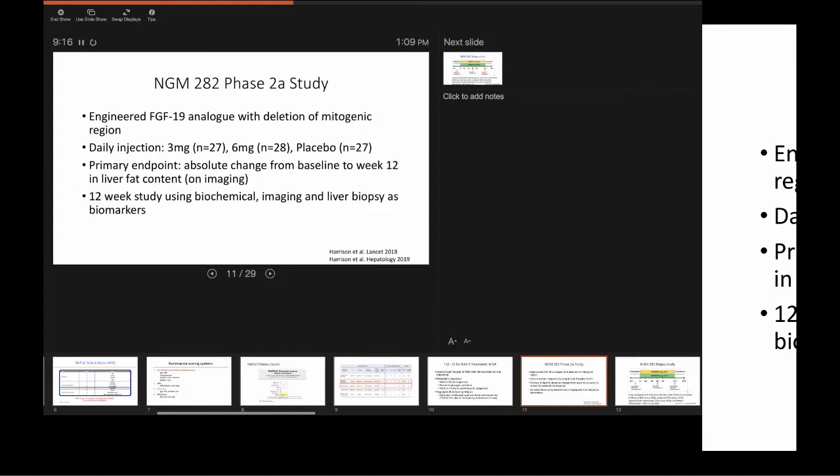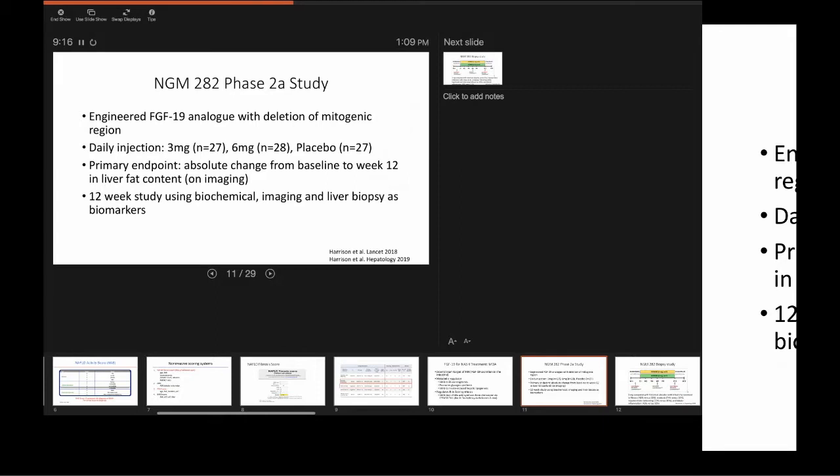So I'm going to combine the two studies that Harrison put out. The initial one is the daily injectables looking at 3 milligram, 6 milligram, and placebo dose. And the primary endpoint was the absolute change from baseline at week 12 in liver fat content on imaging. He also did another 12-week study where they used liver biopsies. That was the Hepatology paper.